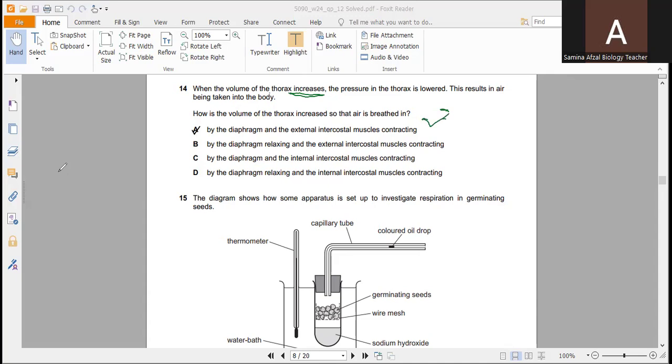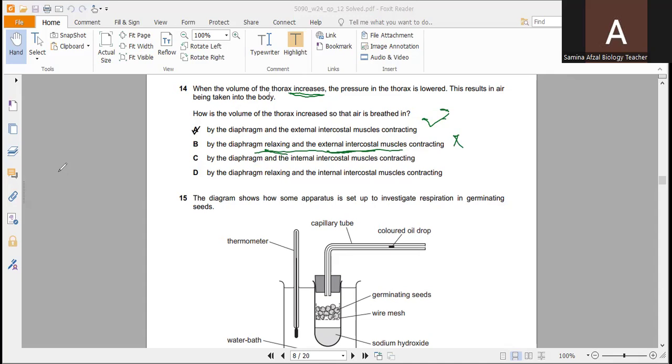By the diaphragm relaxing and the external intercostal muscles contracting. When the diaphragm becomes dome shaped, the external intercostal muscles never move opposite to each other. External intercostal muscles and the diaphragm relax at the same time, and they contract at the same time. So this statement is not correct.